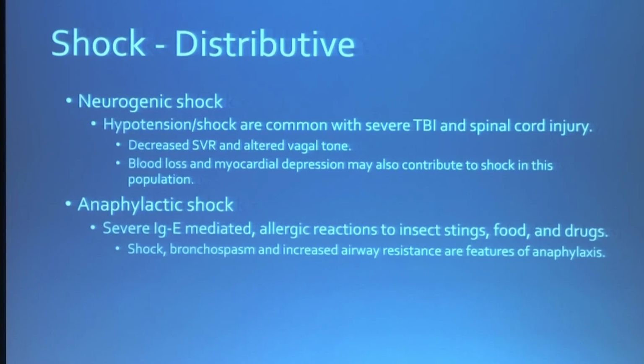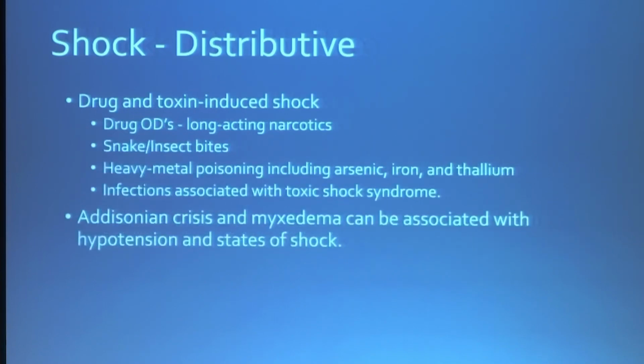Anaphylactic shock is shock due to severe IgE, immunoglobulin E, mediated allergic reactions to whatever. Insect stings are common, some foods, some drugs. Shock, bronchospasm, increased airway resistance, and the shock is due to increased vascular permeability and decreased systemic vascular resistance, having venous capacitance.